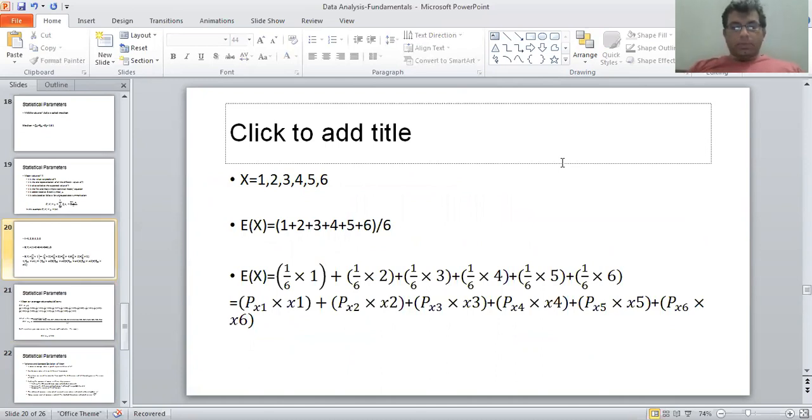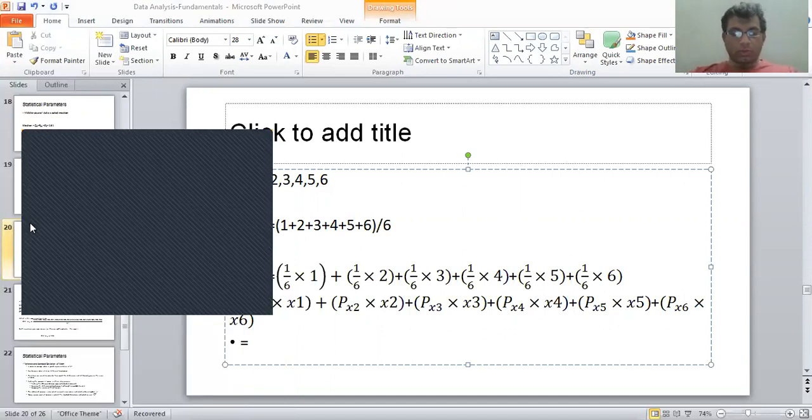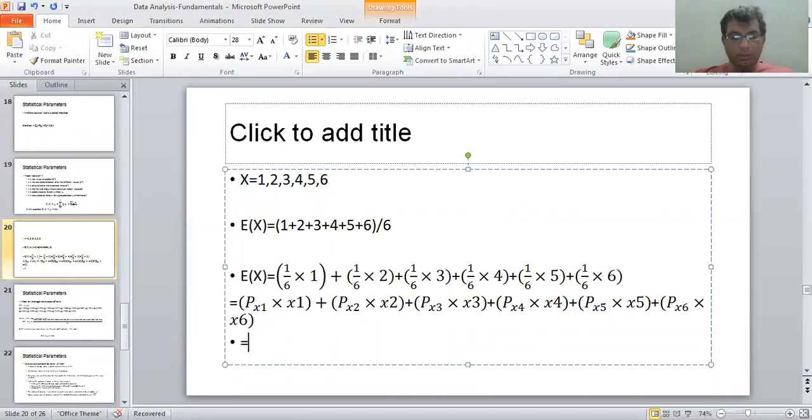Let's take this example again. If I want to find the mean of the data set for which x is 1, 2, 3, 4, 5, 6, then the mean that we get is 1 plus 2 plus 3 plus 4 plus 5 plus 6, and then divided by 6, we get 3.5. So the mean is 3.5.